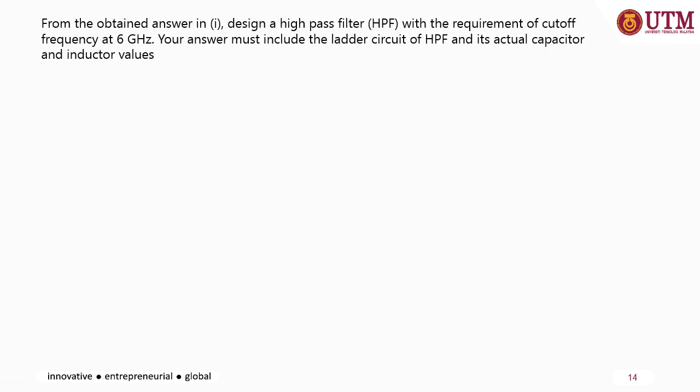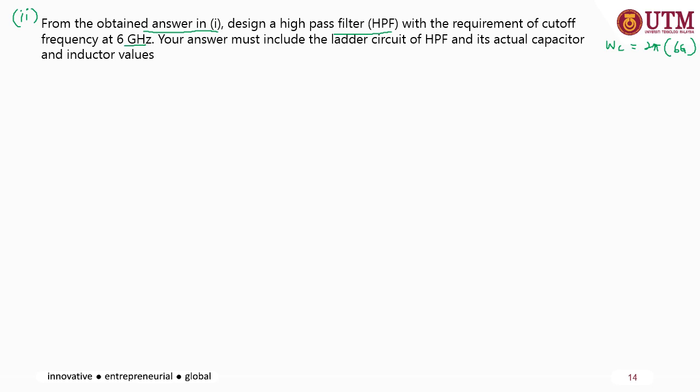Alright, so next, the second question. Don't forget, when you answer your test or exam, please make sure you write your question number in order, and please make sure you write down the sub-question number properly. Right, next, from the obtained answer in 1, design a high-pass filter with the cutoff frequency of omega c equal to 2 pi of 6 GHz.